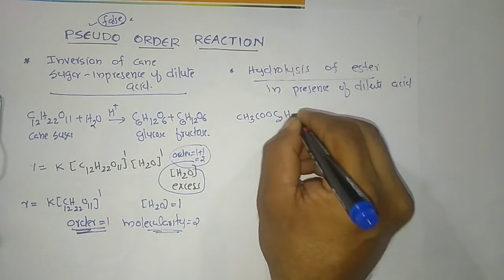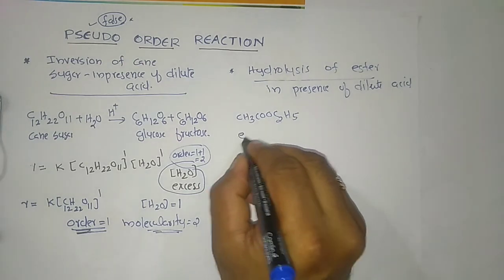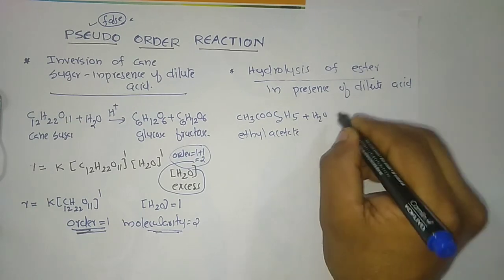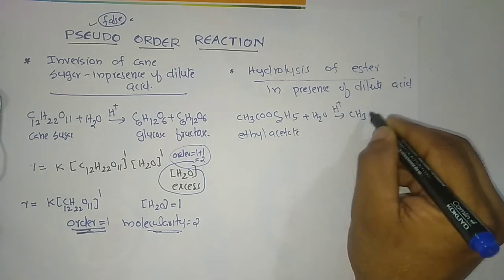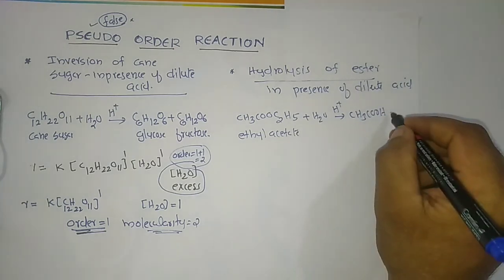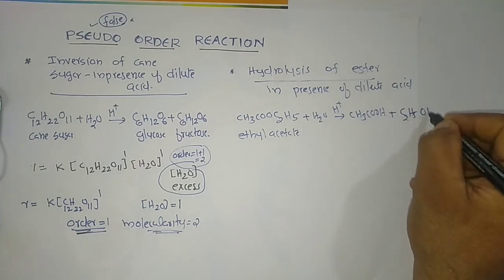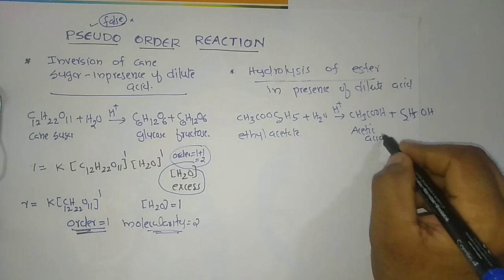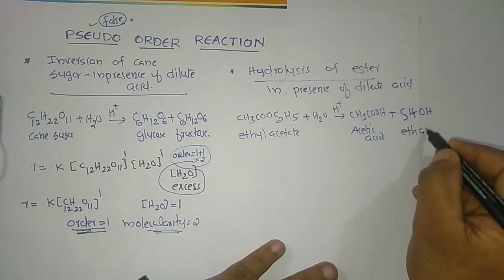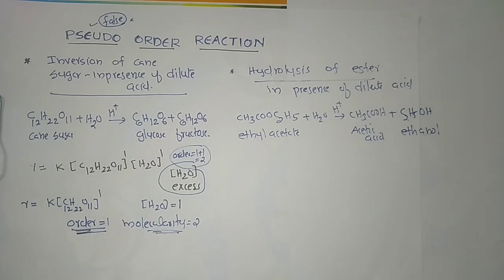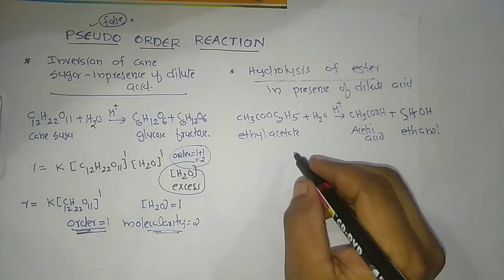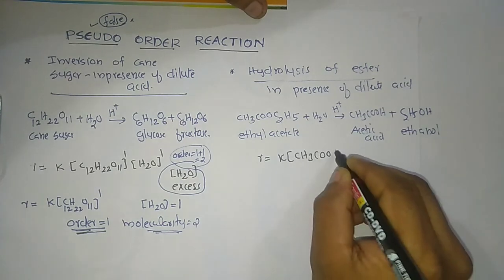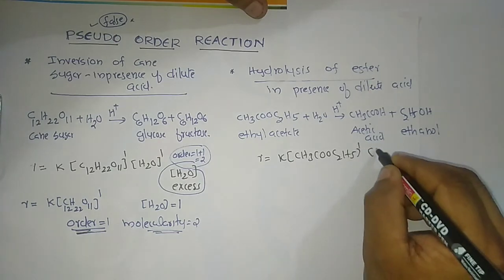CH3COOC2H5 is an example of an ester, that is ethyl acetate. Then H2O with dilute acid gives CH3COOH plus C2H5OH. This is acetic acid, this one ethanol. So in accordance with the rate law expression, how can you write the rate law expression here? R is equal to K into concentration of CH3COOC2H5 raised to 1, then H2O raised to 1.